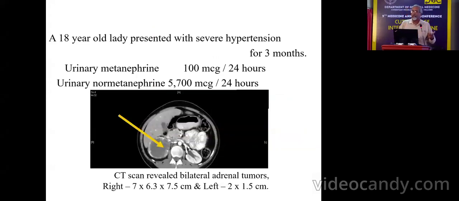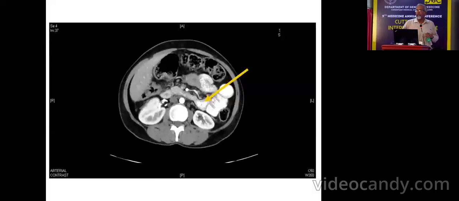An 18-year-old lady comes with severe hypertension for 3 months. Norepinephrine levels are high, and there's a very obvious cystic-looking lesion, which is also enhanced at the rim with contrast, on the right-hand side as well. There is also an additional tumor in the pancreas. So what is your diagnosis now that you see this?